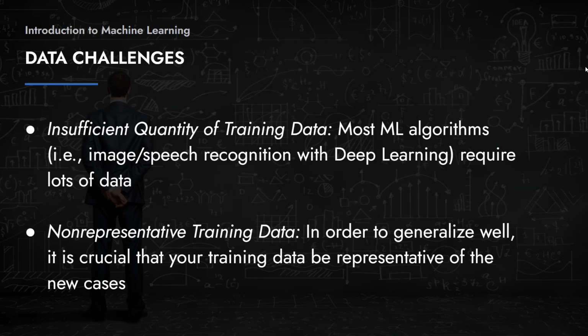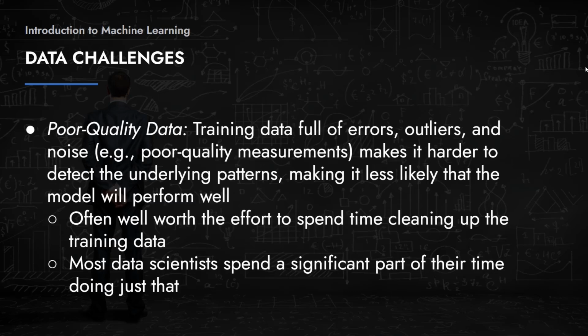Another challenge would be non-representative training data. In order to generalize well, it is crucial that your training data is representative of the new cases. So if you give your model a bunch of labeled instances that have nothing to do with what you want to predict in the future, that's not going to really benefit you at all. That's not going to train a model. You need to find data that's very representative of those exact cases or instances that you're expecting to predict using your model.